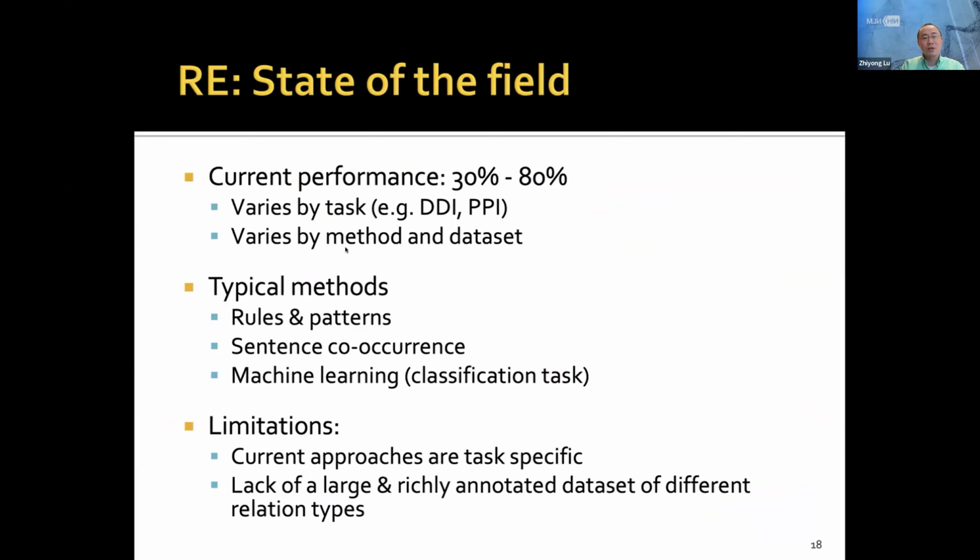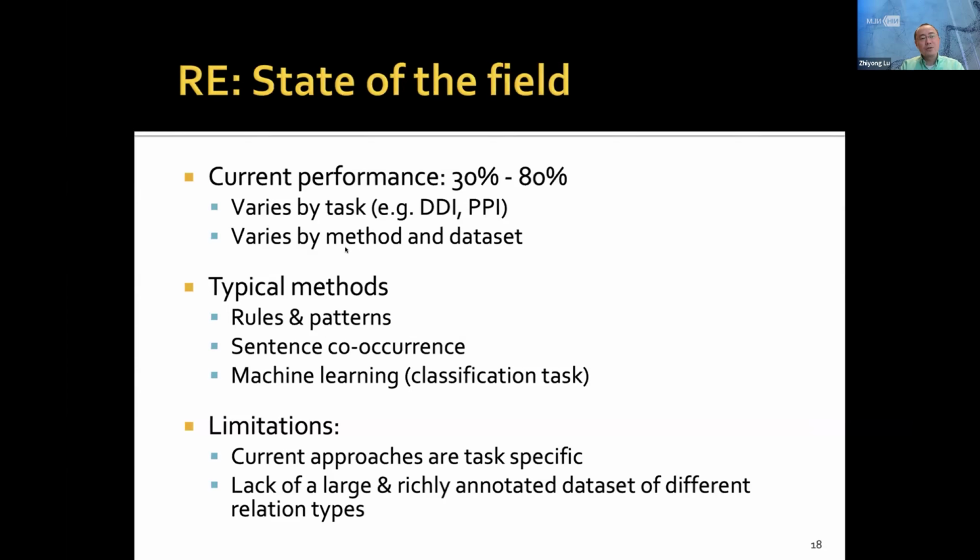For certain relations like PPI, protein-protein interaction, the performance may be higher, while for others may be lower, and significantly lower. And the reason for that is most of the typical methods used for relation extraction rely on rule-based systems or patterns or sentence co-occurrence. If two entities, gene and disease, are co-mentioned in the same sentence, then we believe there's a relationship. And as you know, that is not necessarily true. And oftentimes it's not the case.